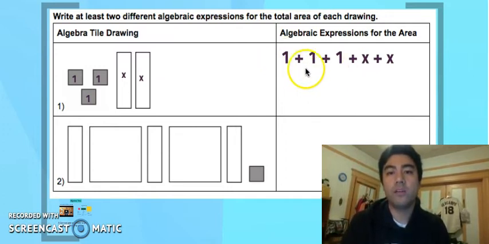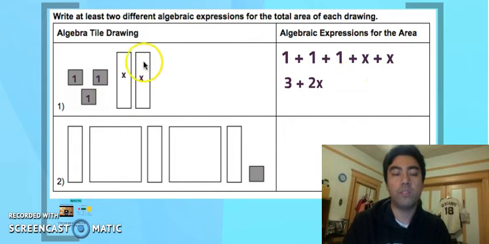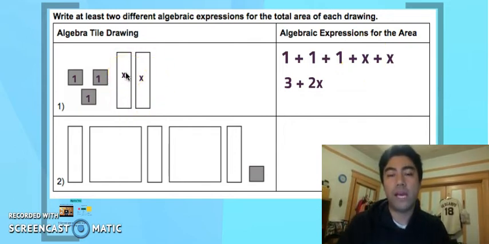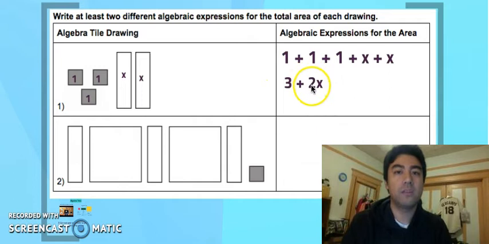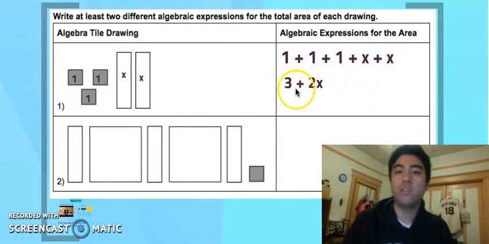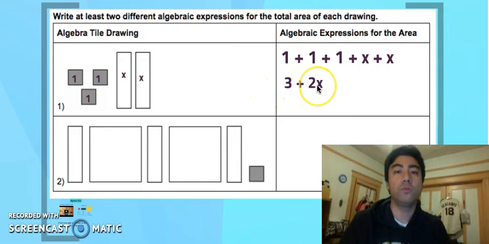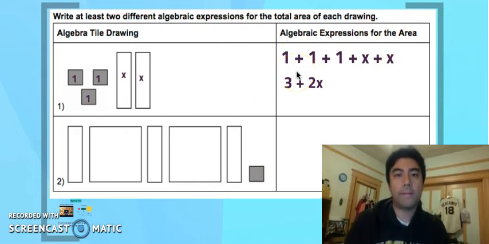What if we said, let's put together all of these ones? Well, if we put together these ones, we would have 3, okay? Well, what if we put together these x's? Then we would have 2x. But I don't like saying 2x. I like to say two groups of x, okay? So this is one expression, and here's another expression, 3 plus two groups of x, okay? So this is something that you'll get to write when we pause the video in a bit.